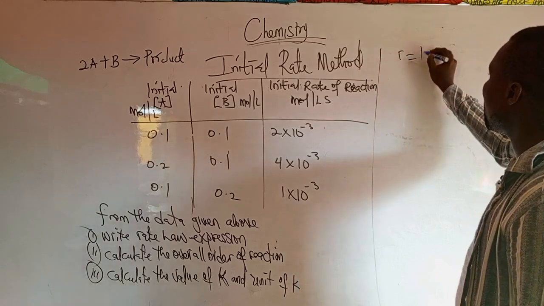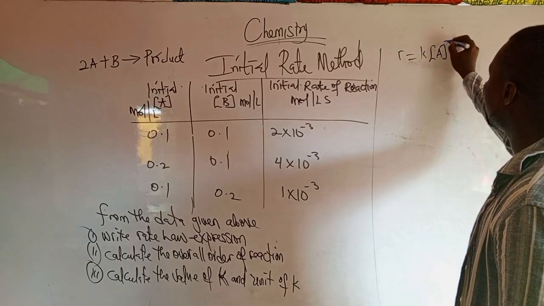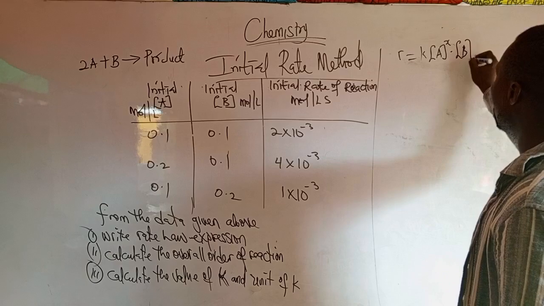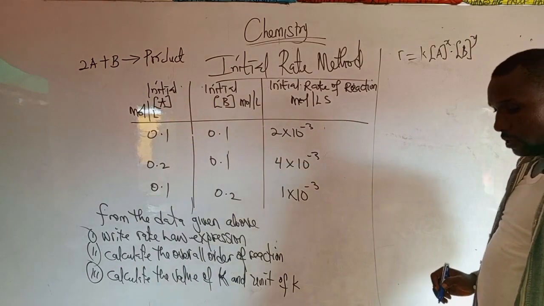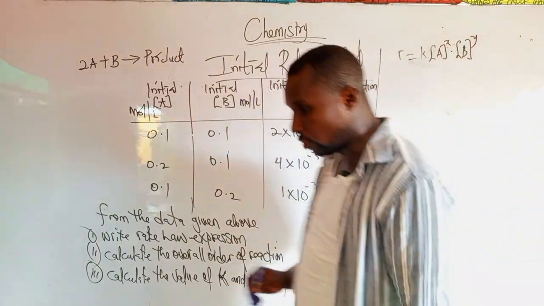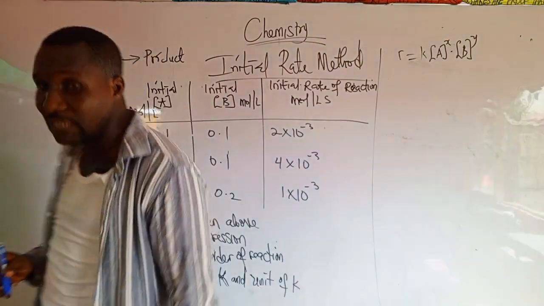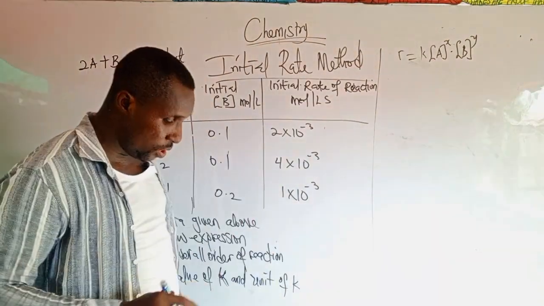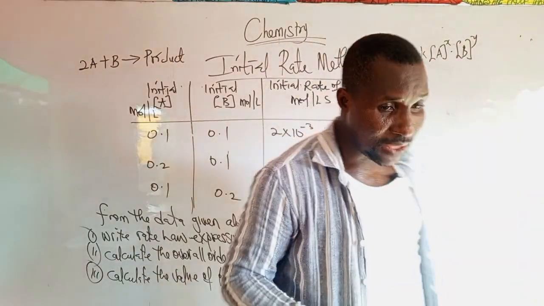Let me use small r, K into A raised to power X, B raised to power Y. That is the rate law equation. I need to get the value of X and Y using this table.